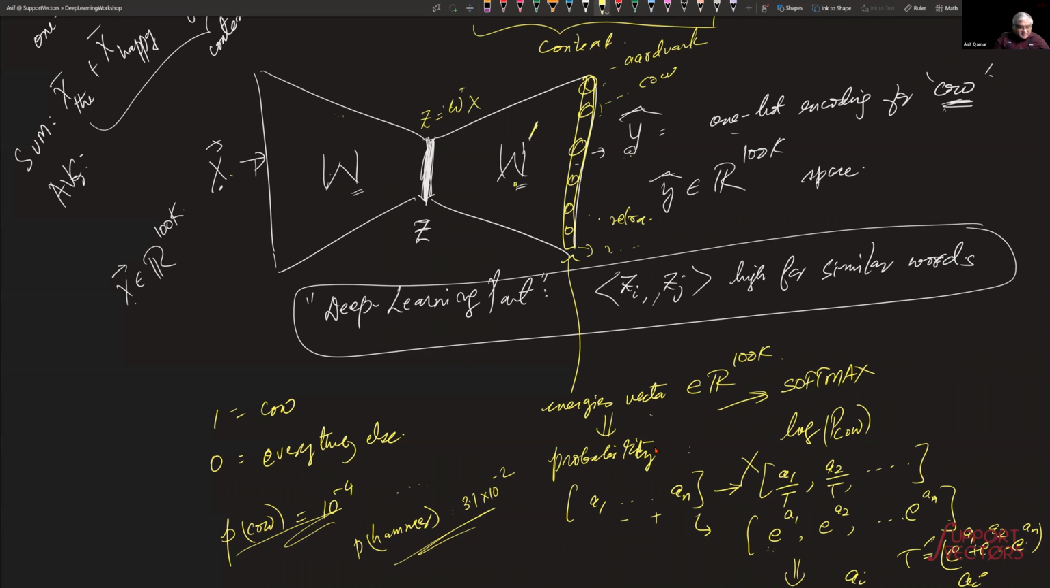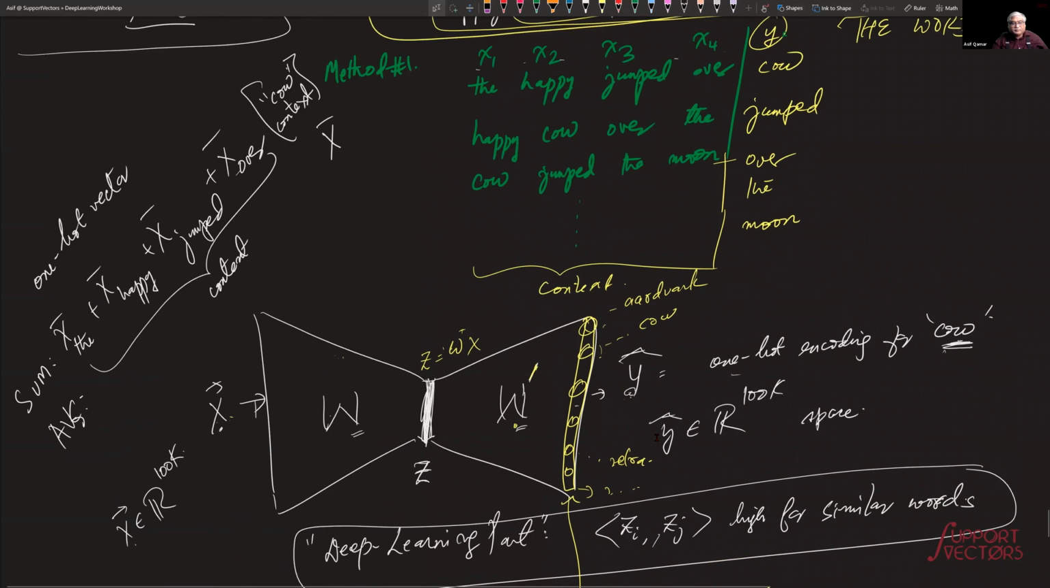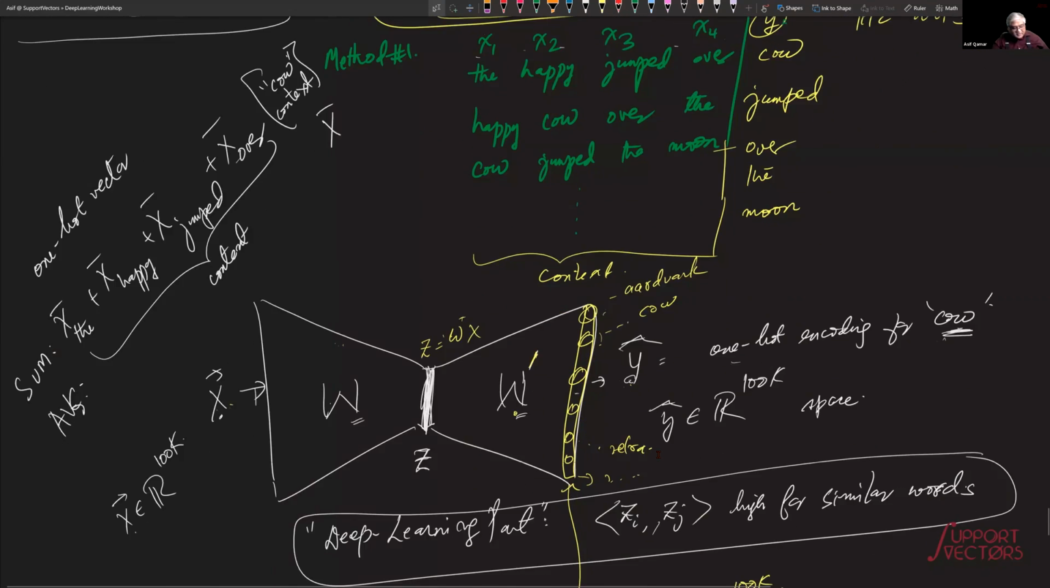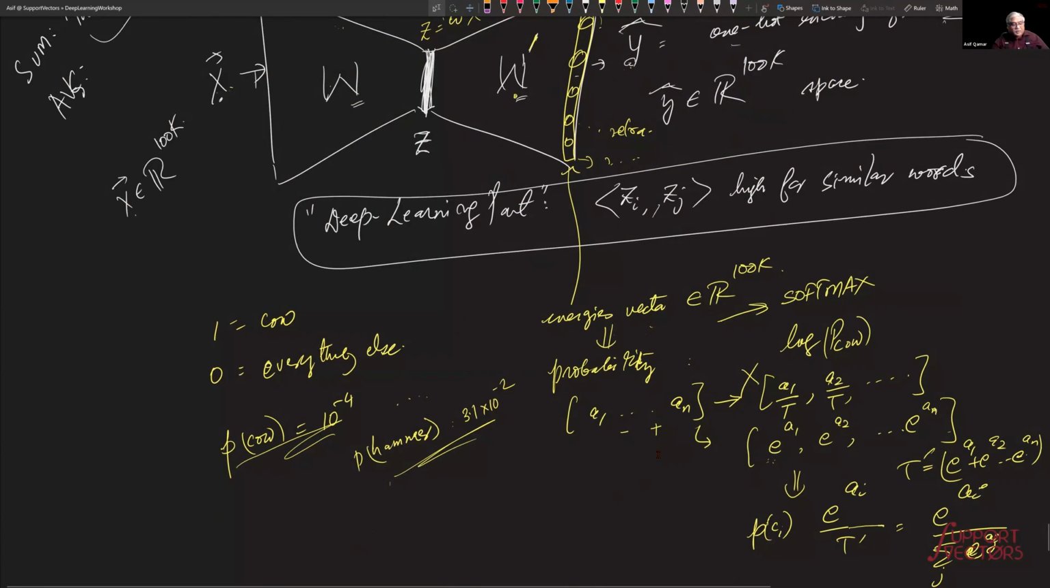Then you realize that, oh gosh, this is not what you expected, because you'd never hear that the happy hammer jumped over the moon in joy. That doesn't make sense. So you don't want hammer, you want cow. So what can you do? Cross entropy loss. You can do your cross entropy loss, guys, and then you can backpropagate from there. The standard deep learning is simple backpropagation.